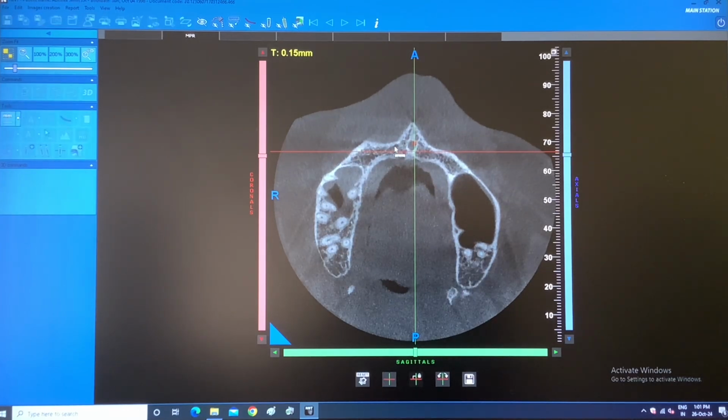I will be measuring the size of the incisive canal using this particular measuring tool. You can see that this incisive canal measures about 2.7 mm in diameter, which is absolutely normal. A normal incisive canal measures less than 6 mm. When the incisive canal is more than 6 mm, we can suspect a cyst called incisive canal cyst.